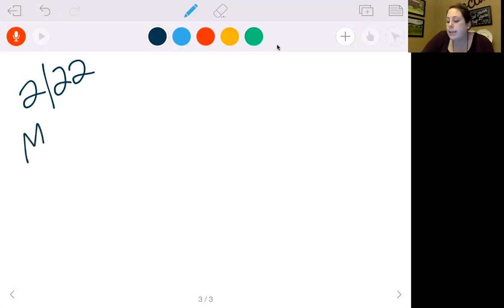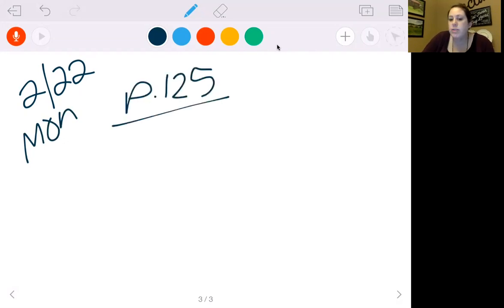For Monday, we're going to do more adding fractions. We're going to be on page 125. I have to use my online book for this, so just bear with me as I'm going back and forth. Let's do a couple to practice.